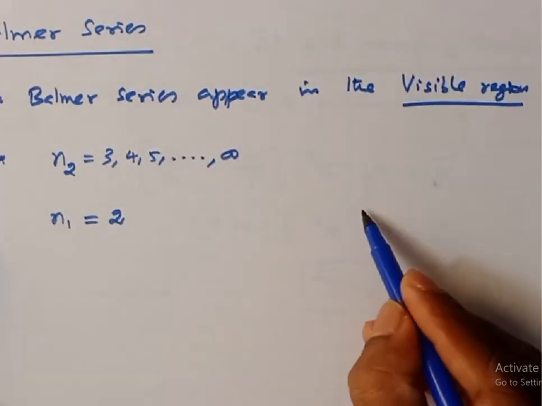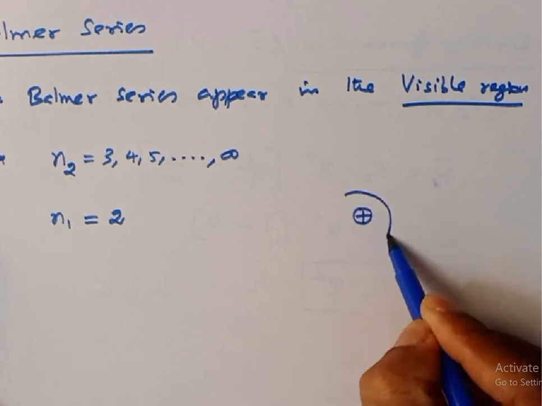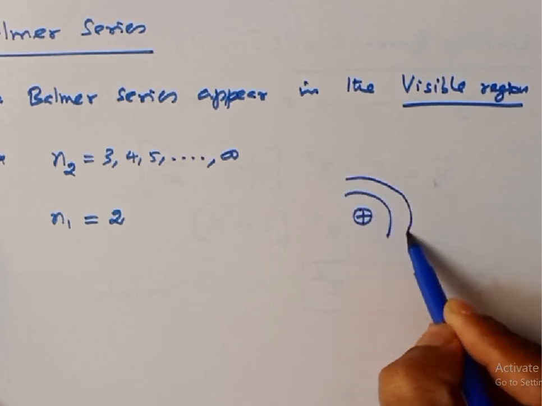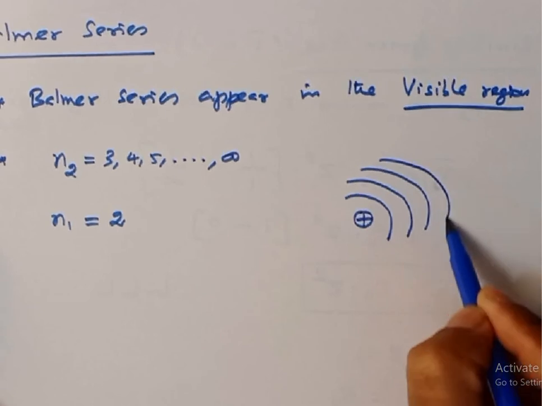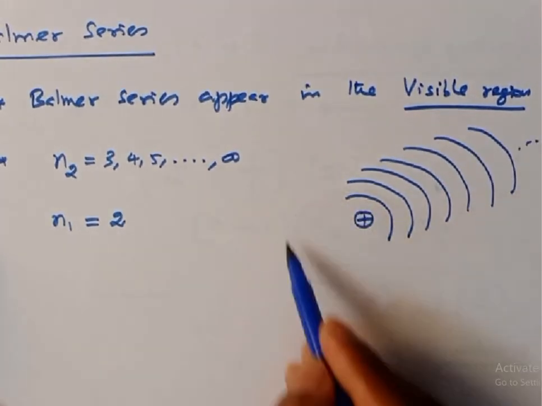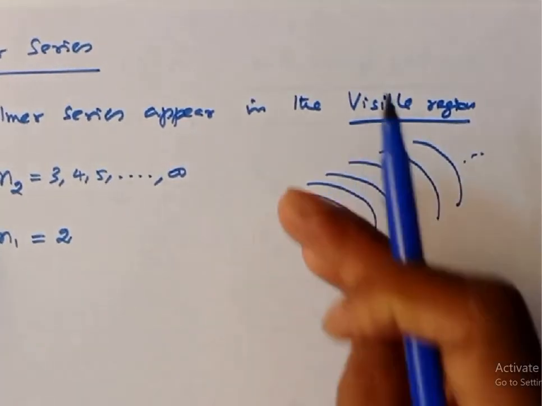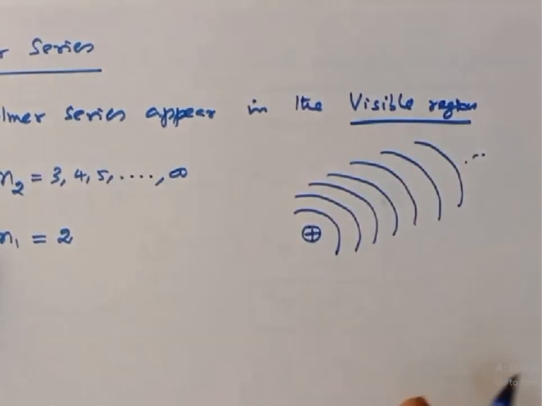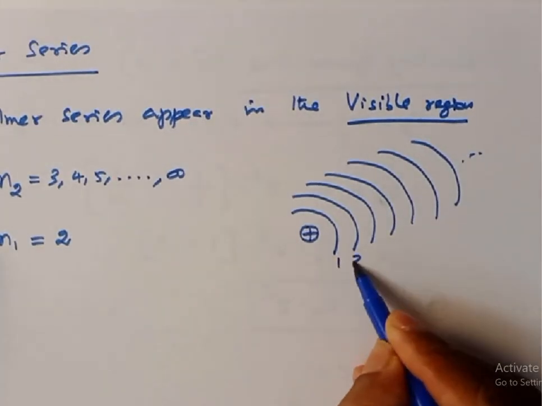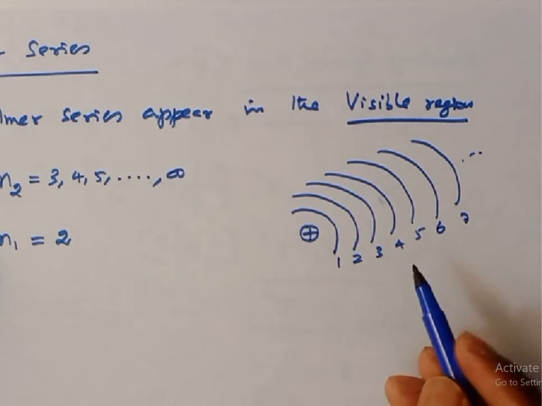Okay, so what I am trying to say, in the case of hydrogen atom, we have a nucleus, this is the first level, second level, third level, fourth level, fifth level, sixth level, like that we have many, many. Actually we should put circular orbit. Okay, I didn't draw a circular orbit, I'm just showing you the curves. This is the first orbit, second, third, fourth, fifth, sixth, seventh, like that we have many, many lines.